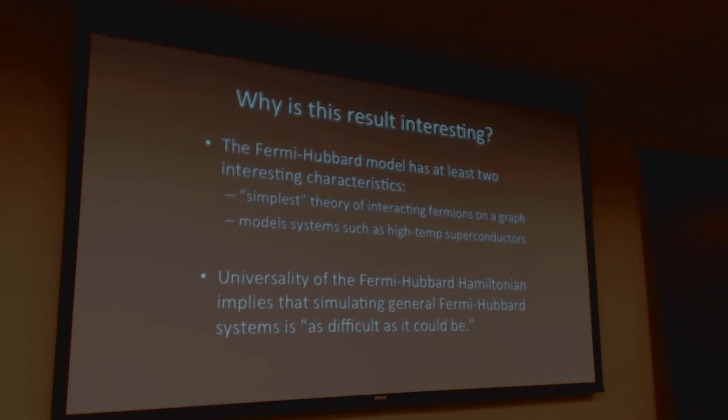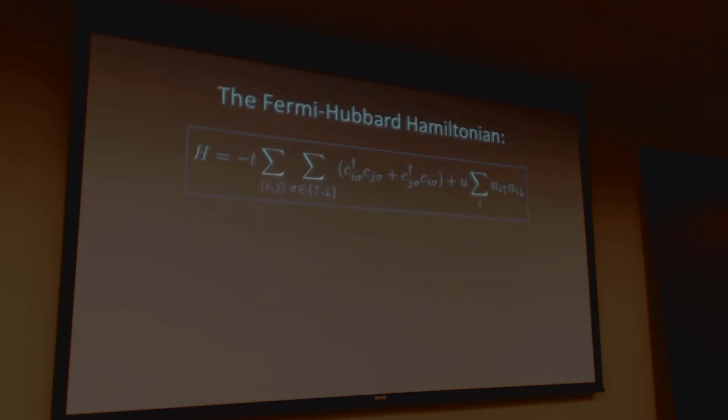The other thing is that the universality shows that the simulation of any sort of Fermi-Hubbard system is as difficult as it could be in some sense. And of course, it would also be interesting to experimentally construct something like this, but I'll leave that for later. So first, I'll just put up the Fermi-Hubbard Hamiltonian and explain it briefly.